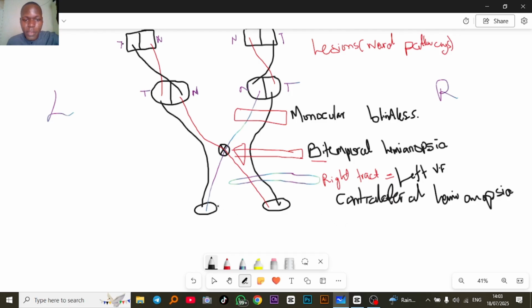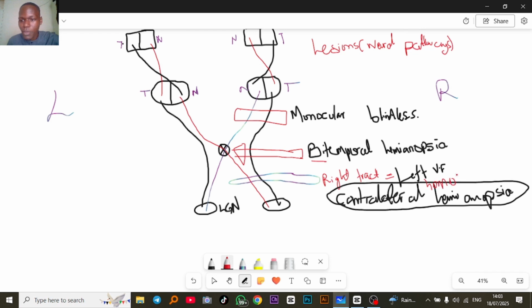The same will happen if we have a lesion in the lateral geniculate nucleus. We shall have contralateral hemianopsia, which means if someone talks about left contralateral hemianopsia, I missed something here. It's supposed to be homonymous because we are losing vision in the same side. Homonymous. So if someone talks about left homonymous hemianopsia, just know it's the right. If they talk about the right homonymous hemianopsia, just know it's the left tract that's affected.